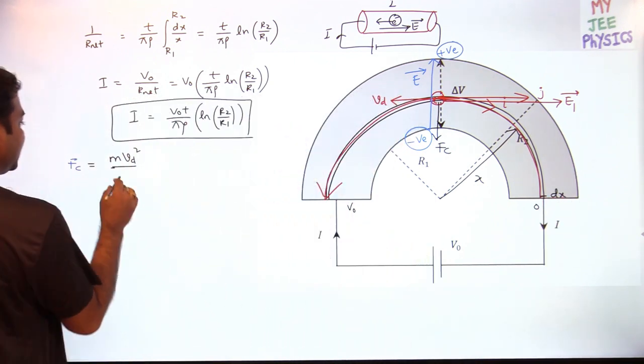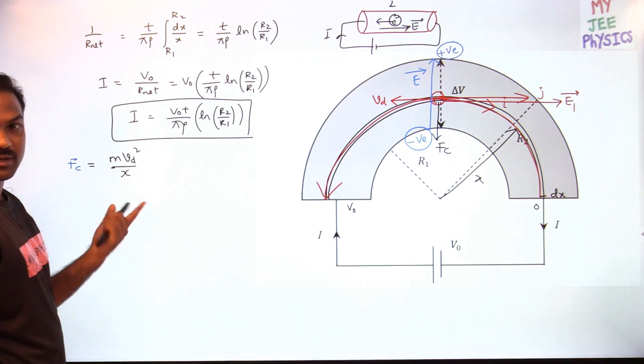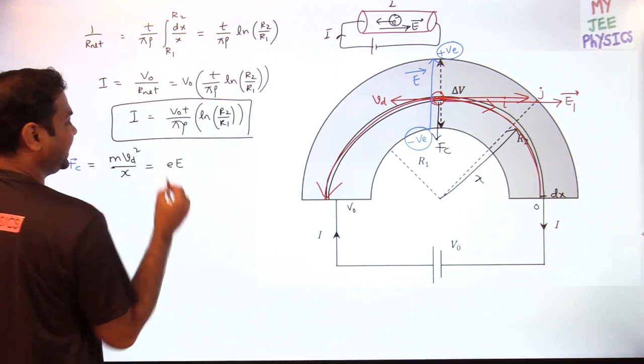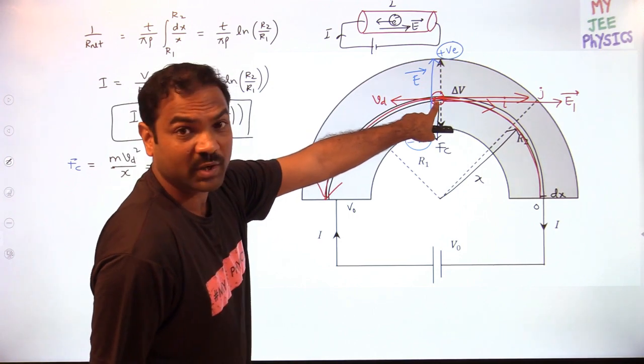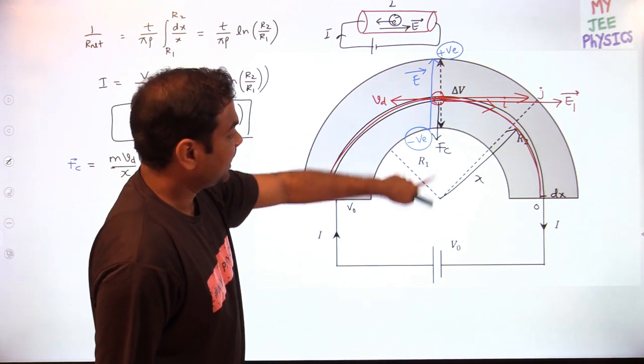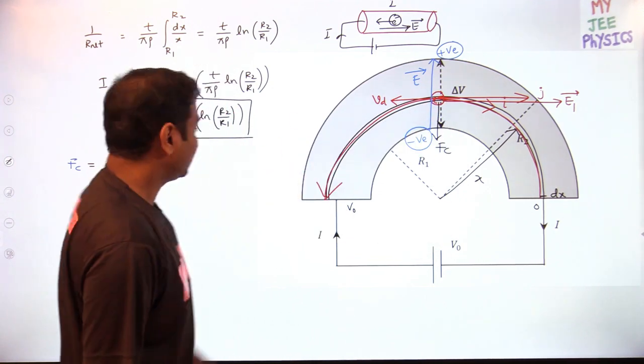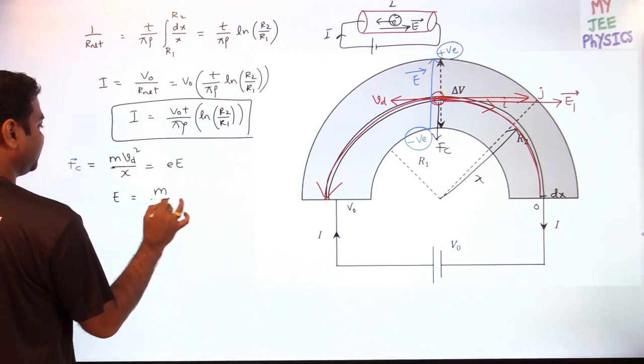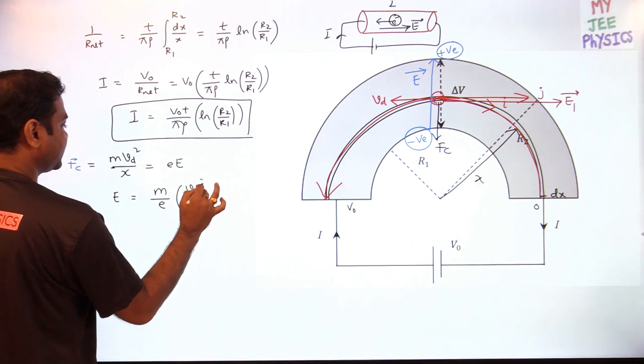So I can write mv square by r, the centripetal force, is equal to, which I can write as, e into E, so that I can find the field at this point at a distance of x. At a radial distance of x, I am finding the field. So then the field is equal to m by e into Vd square by x.